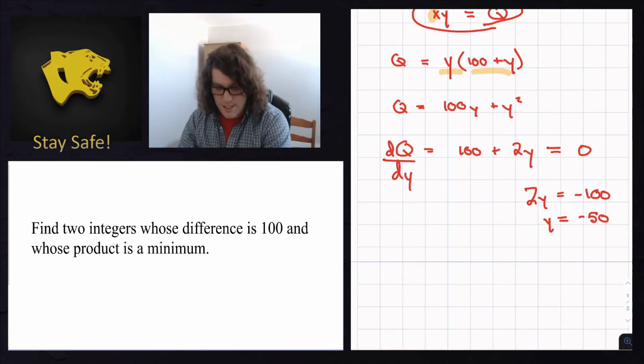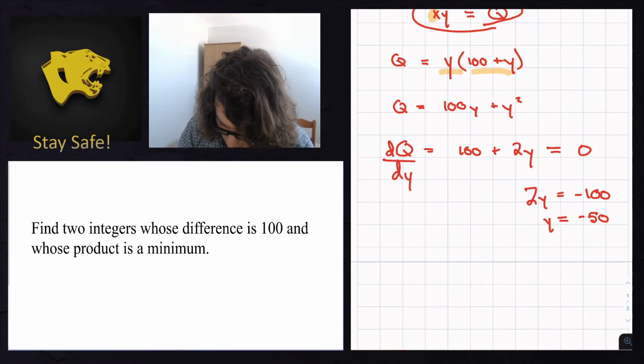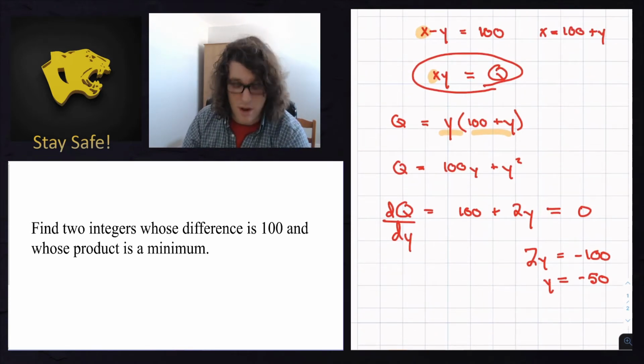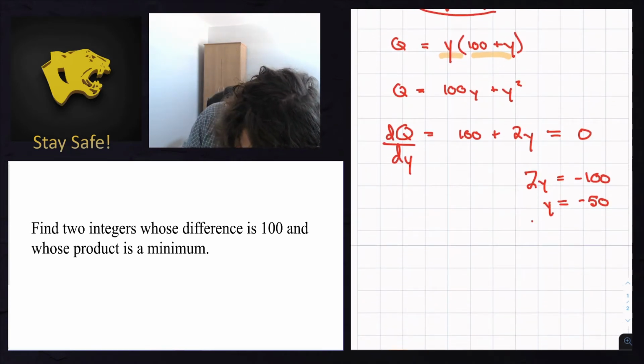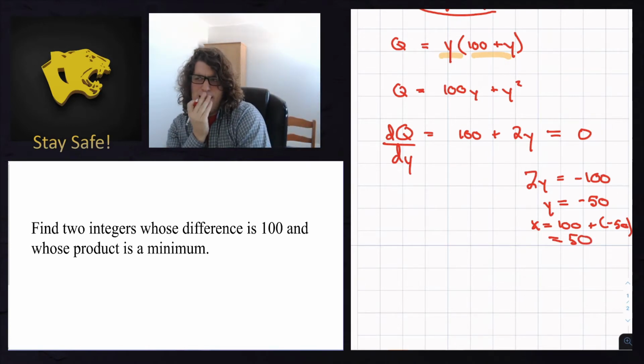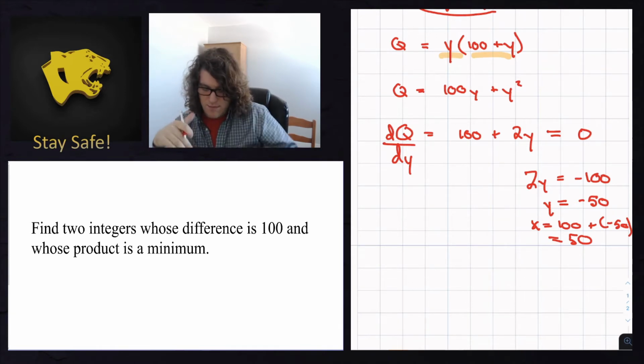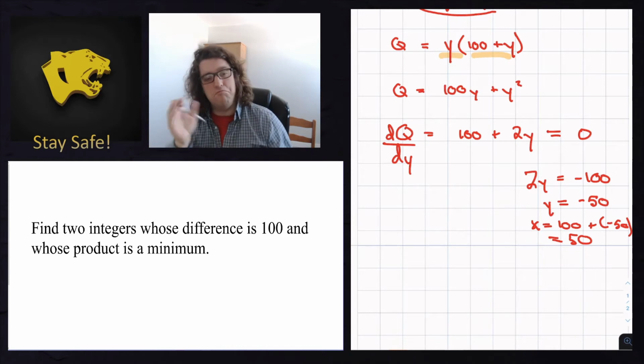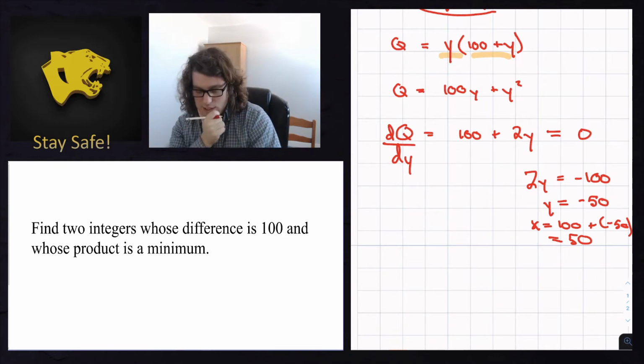But we can solve this by switching that over and saying that y is equal to negative 50. So if my y is equal to negative 50, I can go back up to my x being 100 plus y, and it's going to be 100 plus negative 50, so my x value is 50. We can test that easily to make sure it fits the conditions we started with. The difference between them, 50 minus negative 50, is 100. That's good. And the product is 50 times negative 50, which is negative 2,500.